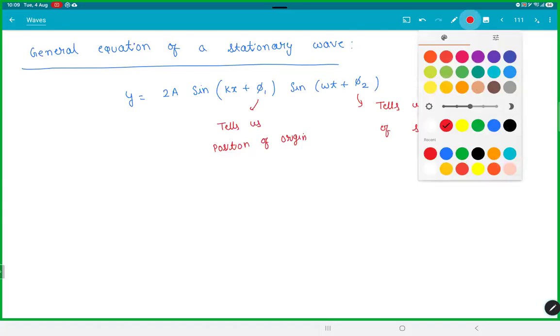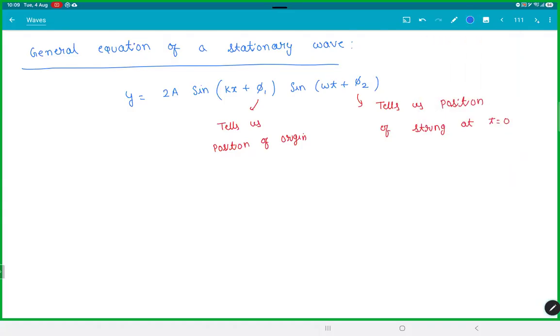Let's see how to do this. I will take a simple thing, fundamental frequency. Let's see the examples. Let's take our classic one: y is equal to 2a sine kx cos omega t. Let's see what this equation means. First thing, what is the amplitude?